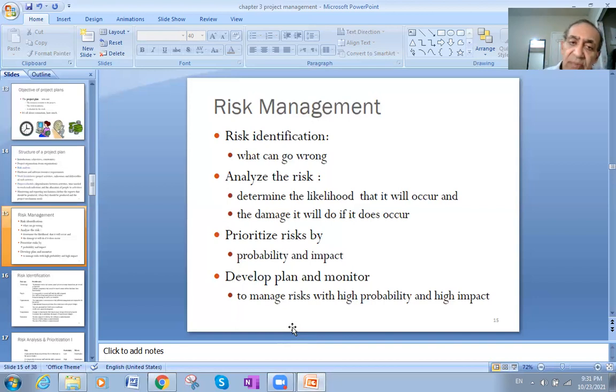We will put more than one scenario. So we won't use only one scenario, we will use more than one scenario. We will call it what if analysis. In the case this situation happens, I will do like this. In the case the situation happens, I will do like this, and so on.